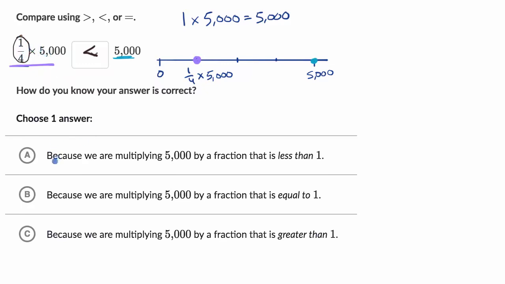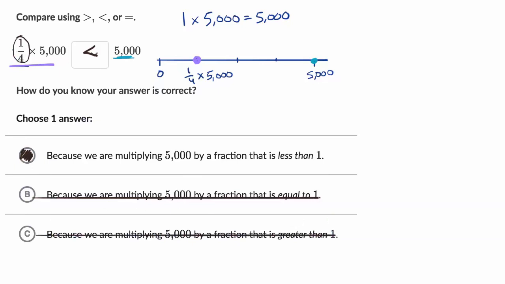So let's see these choices. Because we are multiplying 5,000 by a fraction that is less than 1. Yeah, that's exactly what's happening. We're multiplying 5,000 by 1/4. So it's going to give us a smaller value than 5,000. I like that choice. Let's just read these other ones. Because we're multiplying 5,000 by a fraction that is equal to 1. Well, no, 1/4 is clearly not equal to 1, so we ruled that one out. Because we're multiplying 5,000 by a fraction that is greater than 1. Well, 1/4 is clearly not greater than 1, so we ruled that out as well.